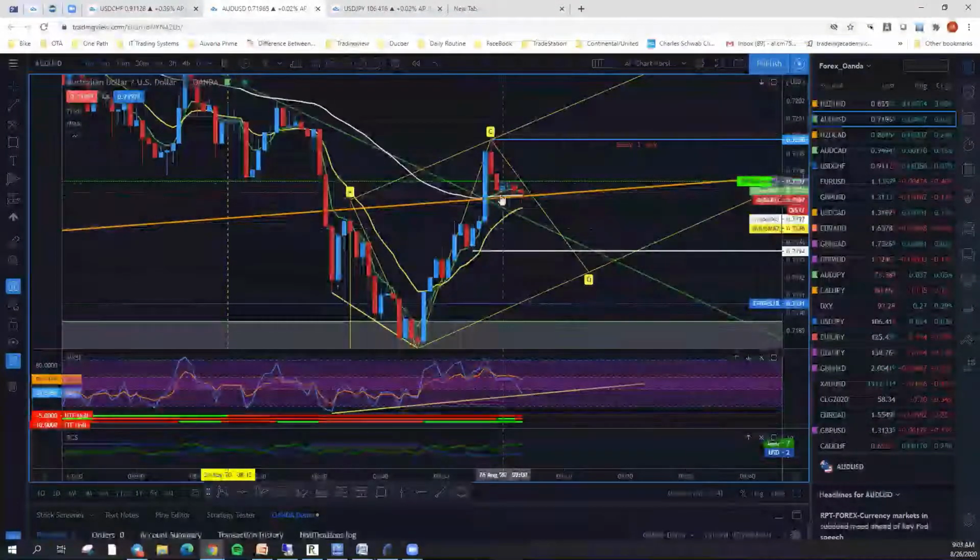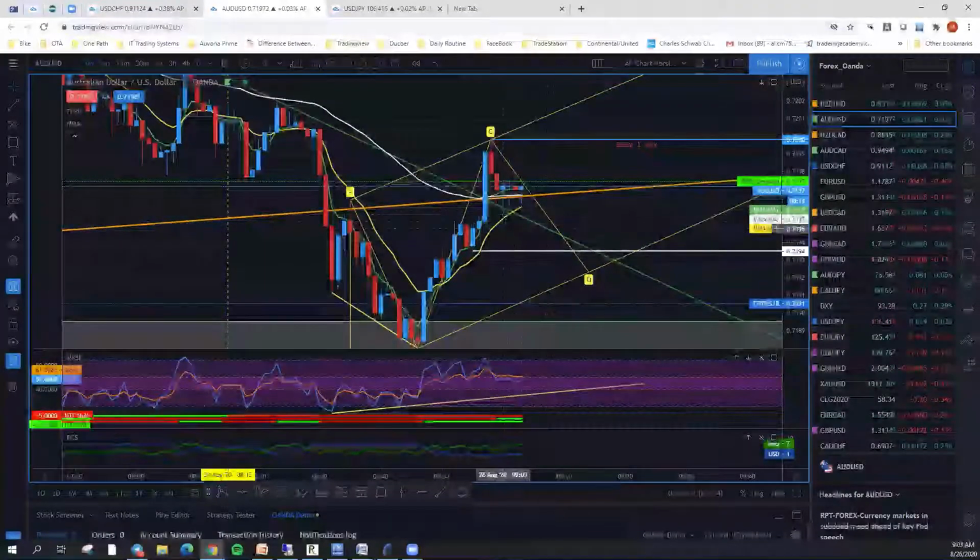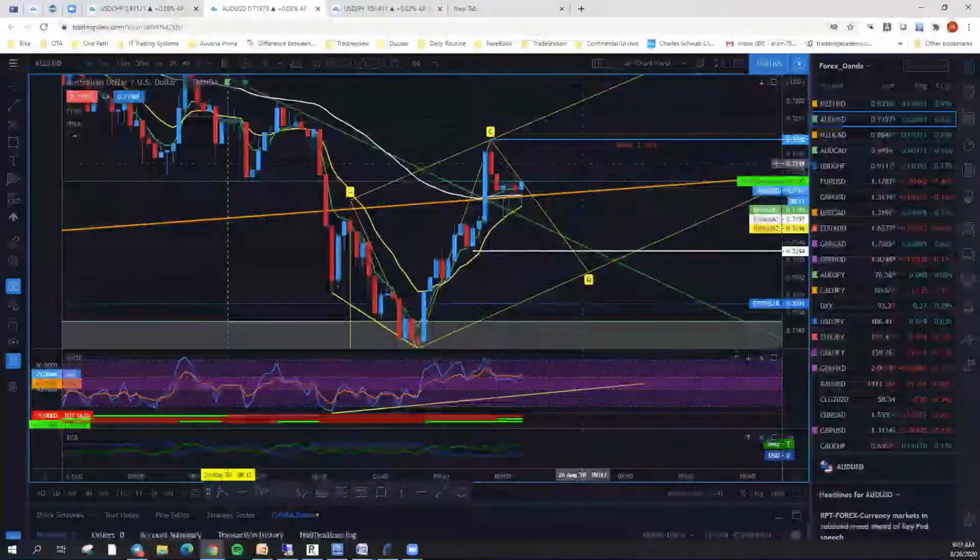Nice blue candle came down. We had a red candle came down. Couldn't hold it, couldn't hold the trend.